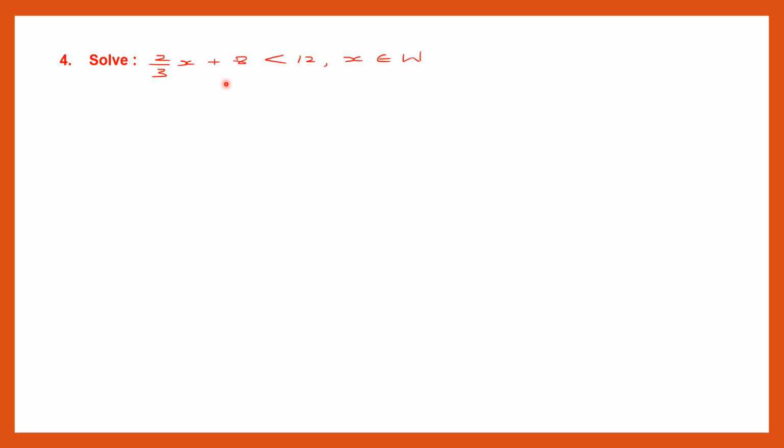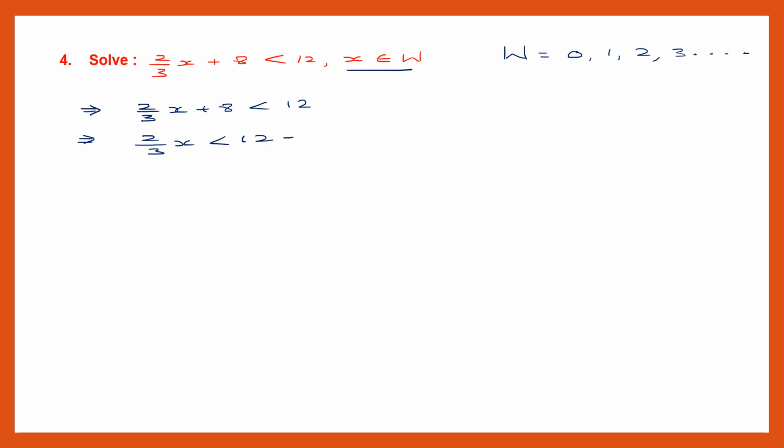Question 4. 2 by 3x plus 8 is less than 12, and x belongs to whole numbers. So what are whole numbers? Whole numbers are numbers that start from 0: 0, 1, 2, 3 and so on. These are all whole numbers, so this part we have written here. Now let's solve this. That is 2 by 3x plus 8 is less than 12. We're going to leave 2 by 3x here, and transpose 8 to the other side, so it becomes 12 minus 8. So 2 by 3x is less than 12 minus 8, which is 4.